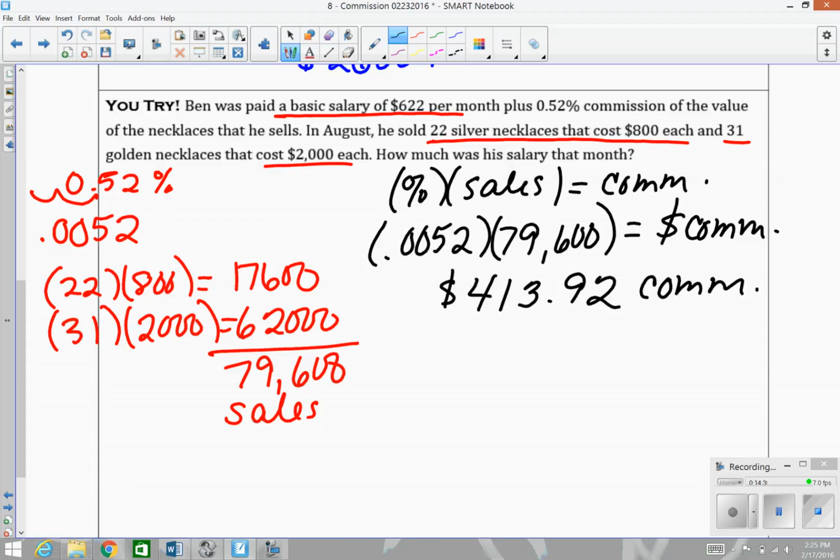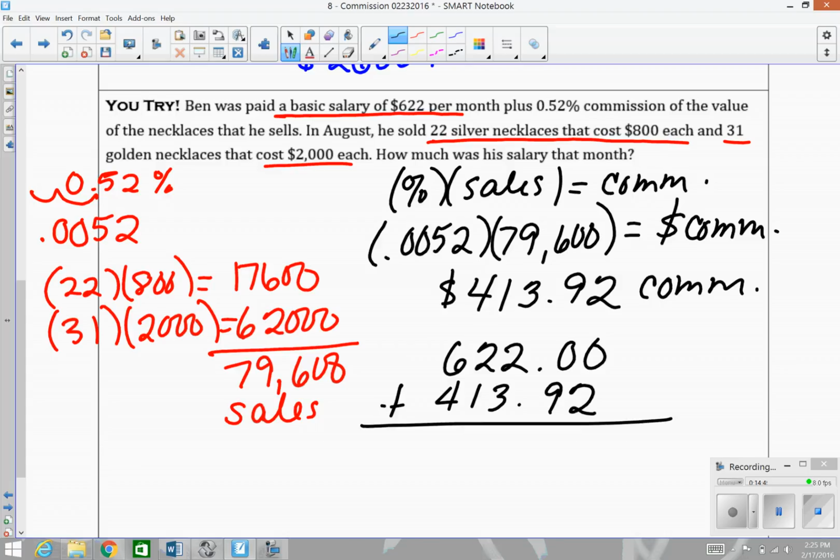And then to get that total salary, that total income, we take the paycheck, $622, plus the $413.92, line up your decimal points, and you should get $1,035.92 total. Correct your paper as needed and then flip the page.